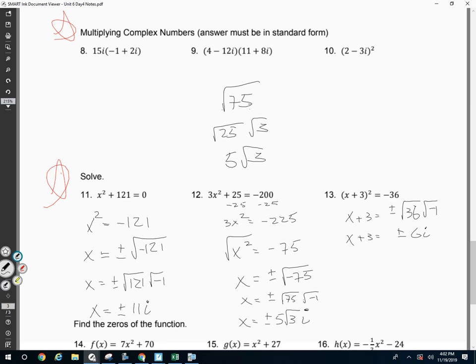Add negative 3. You get x equals negative 3 plus or minus 6i. I can't take this 6 and combine it with the 3. I have to keep them separate.